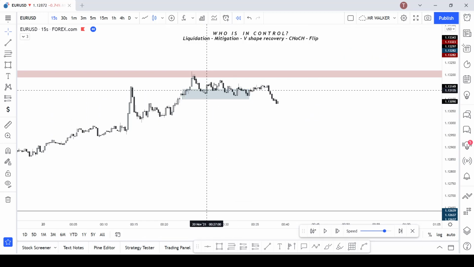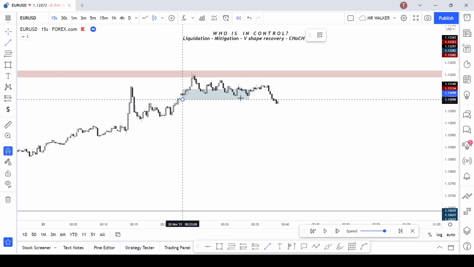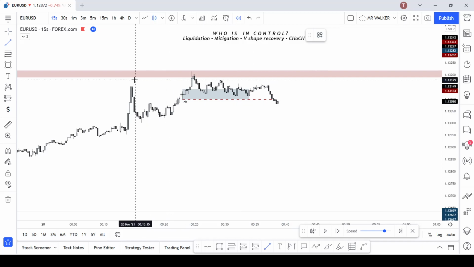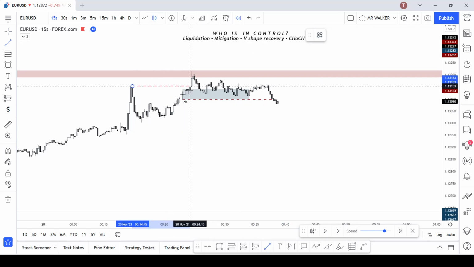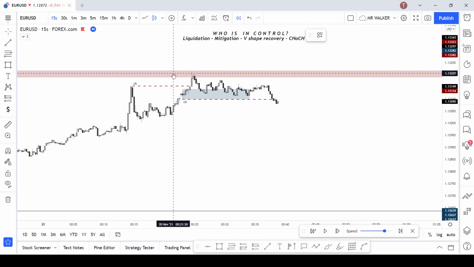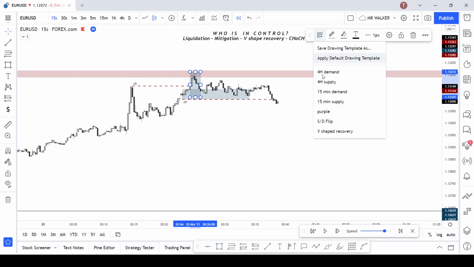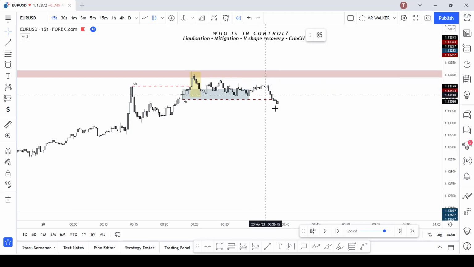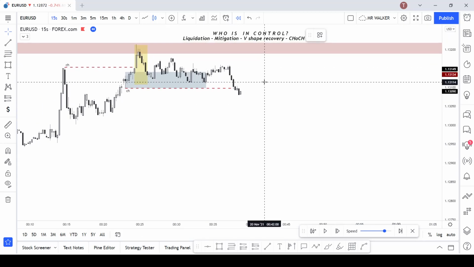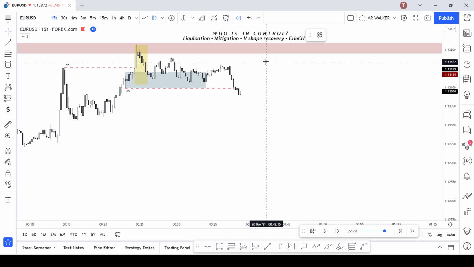And as you can see, the price reacts from it, but then we have our change of character to the downside, and we have our change of character and liquidation to the upside. Mitigation of the 1 minute supply zone. We have as well an aggressive recovery, choch and flip. So that's why we may as well put the sell limit order.